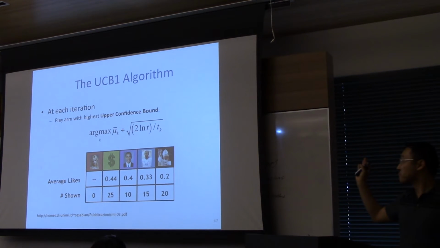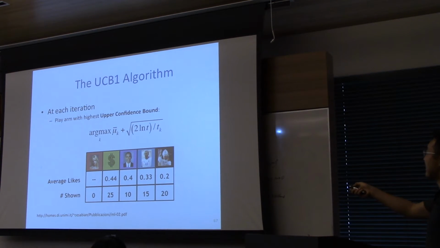The UCB algorithm basically says at every iteration, UCB by the way stands for upper confidence bound, play the arm with the highest confidence bound. So, voila.